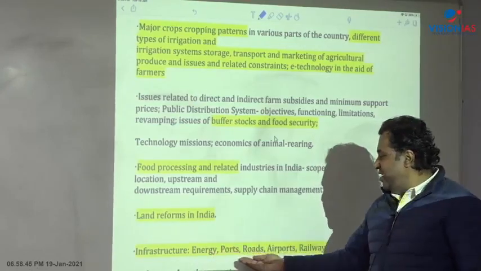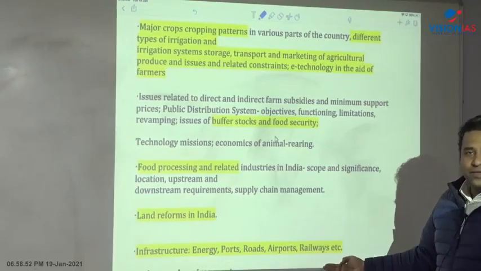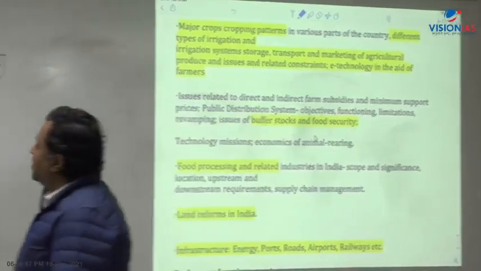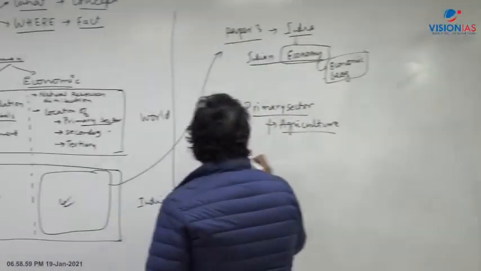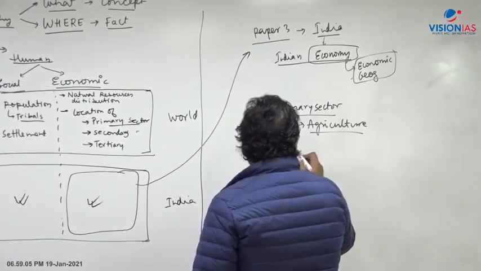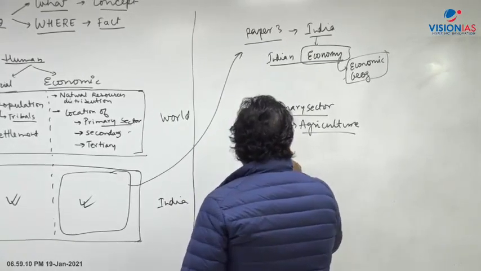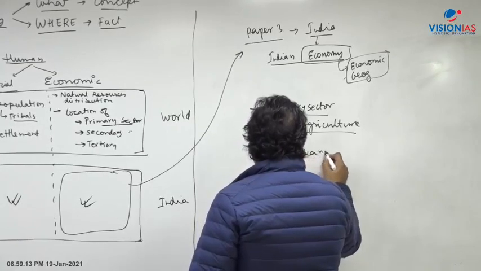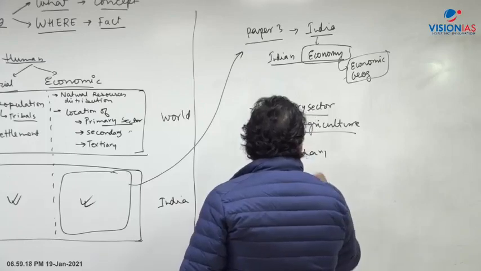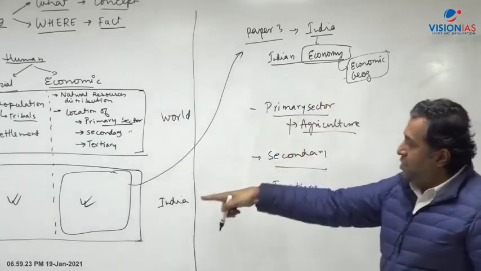And lastly, energy, transport. Can you see? All this is transport, port, road, air, railways, all this is tertiary sector. So when you see, which sectors have they included? They have included primary sector, agriculture and all. I should say secondary sector first, because food processing and all, that is secondary. And they have included tertiary, where they are talking of energy, port, etc. So all these 3 sectors they have asked with respect to India.